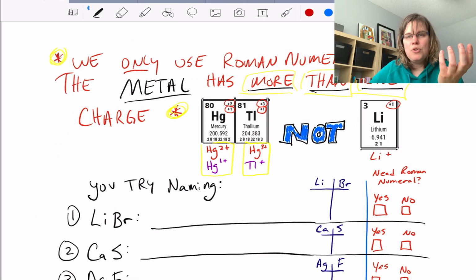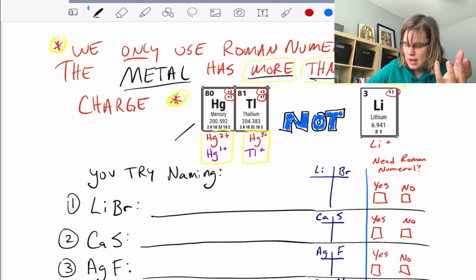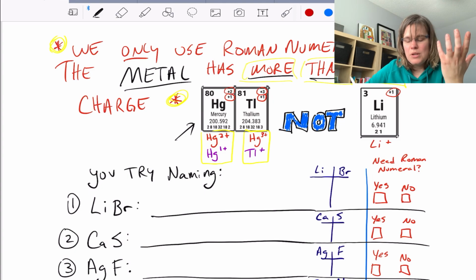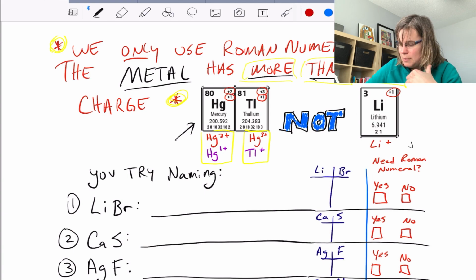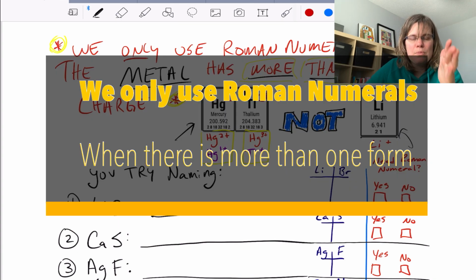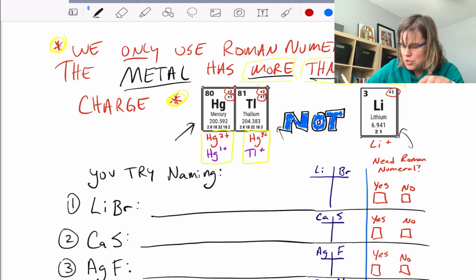So we only use Roman numerals when the metal has more than one form. So for instance, mercury has +2 and +1. That's when we use the Roman numerals. We wouldn't if it was just lithium, because look, lithium only has one form. We don't need to use a Roman numeral when there's just one thing there. We only use a Roman numeral when there's 2 choices or more. All right, same with thallium. There's 2 choices, so we've got to use a Roman numeral.